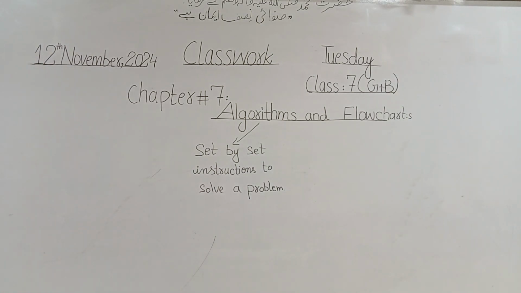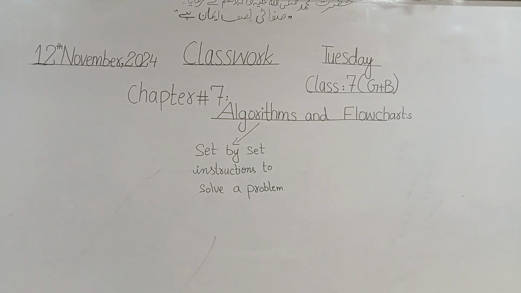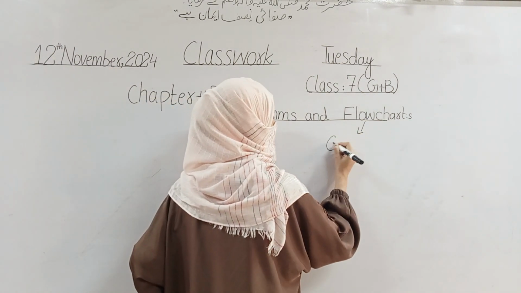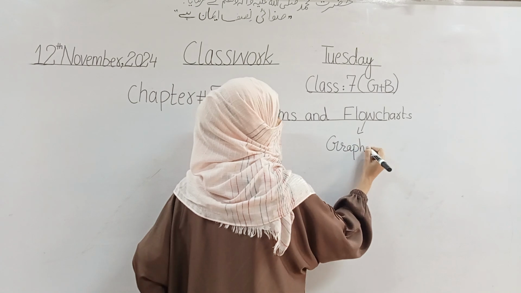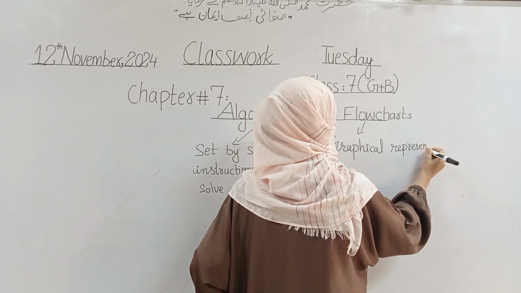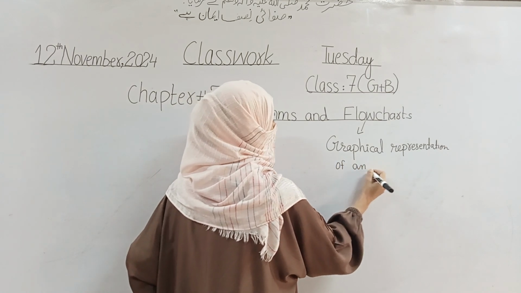Abu Bakar Ramzan, please tell me what is a flow chart? Yes, flow chart is a graphical representation of an algorithm. The procedure and number of steps which we have written in an algorithm, the graphical representation of it is flow chart. Flow chart is basically graphical representation of an algorithm.